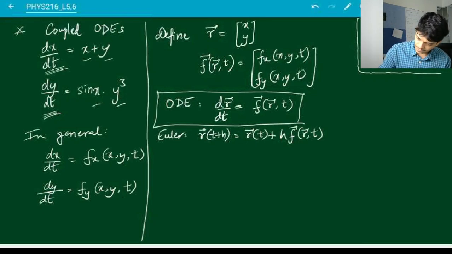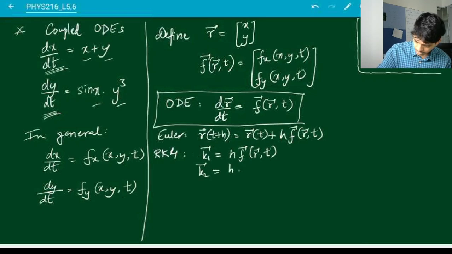Or if you're interested in doing Runge-Kutta 4, fourth order, then how will you do it? So then you will define a k1 vector, which is h times f of r, t. Then you will define a k2 vector, which is h times f of r plus half k1, t plus half h.